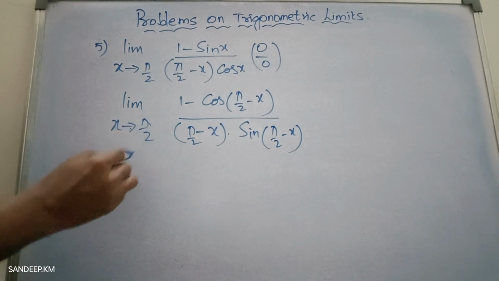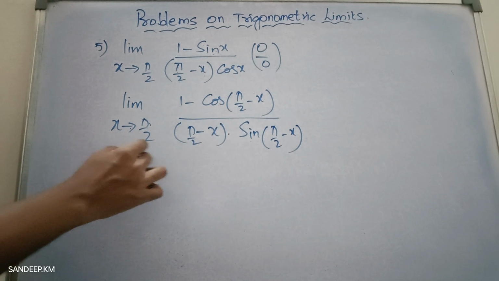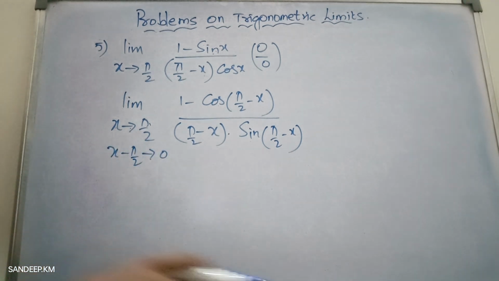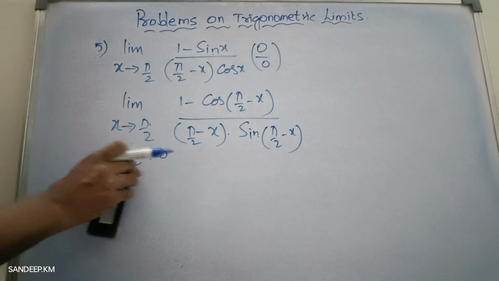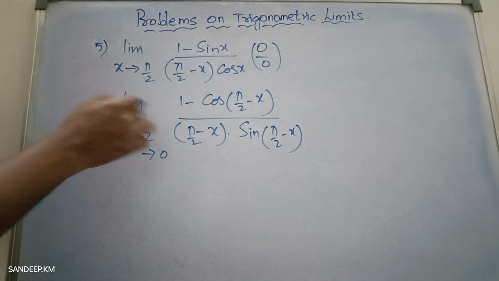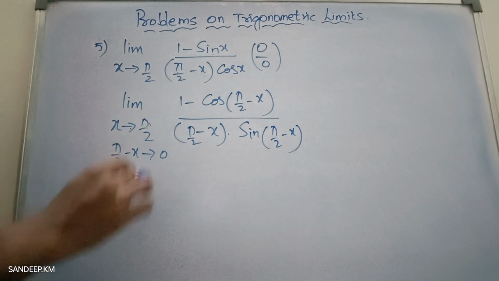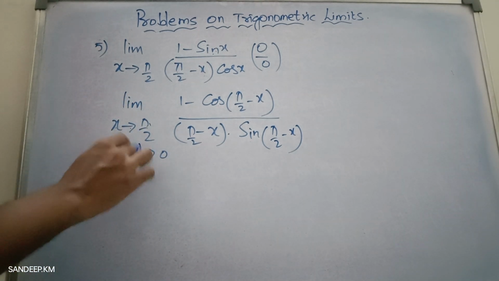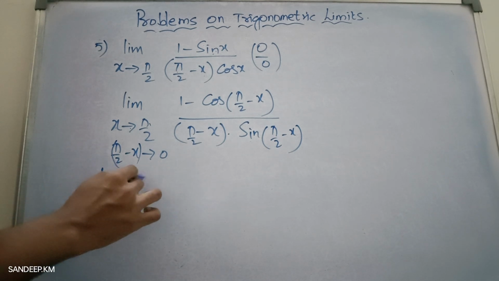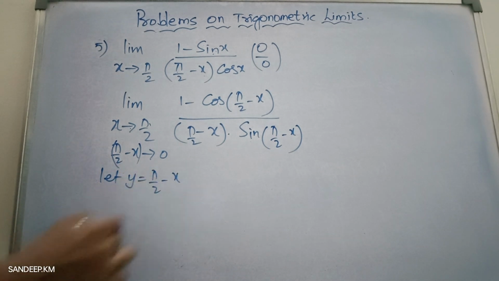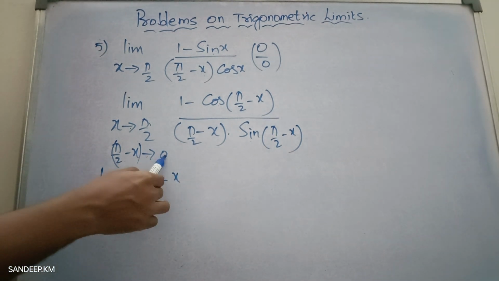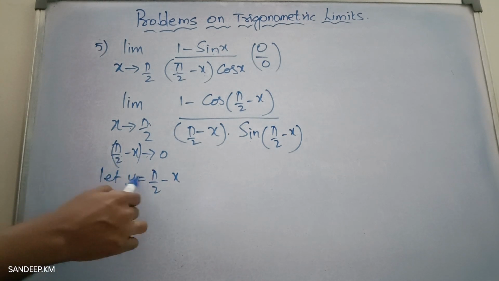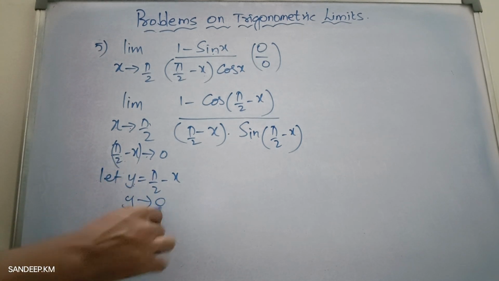Next, what I'm going to do is very simple. If x is approaching pi by 2, then x minus pi by 2 is approaching 0. Correct or not? Or else we can also write that if you take x to the right side, pi by 2 minus x is approaching 0. So I will take this as y. So let y be equal to pi by 2 minus x. So pi by 2 minus x is approaching 0, right? Pi by 2 minus x is y. So y is approaching 0.